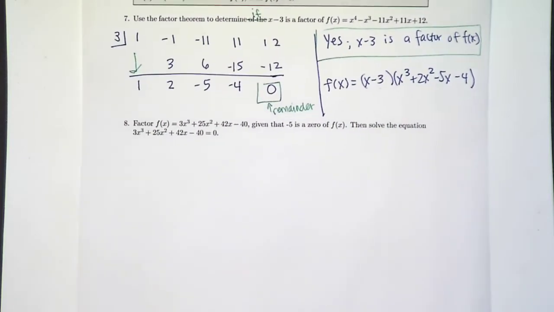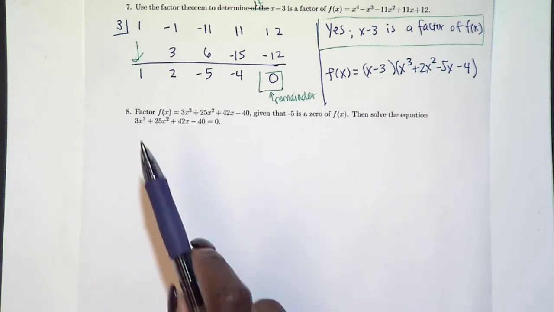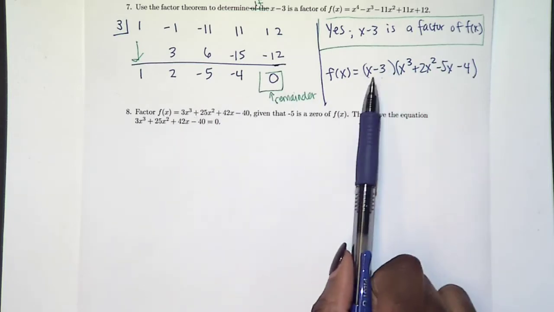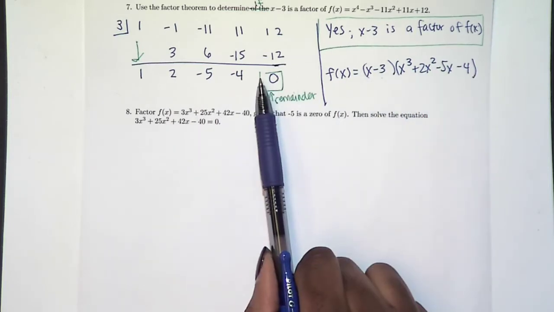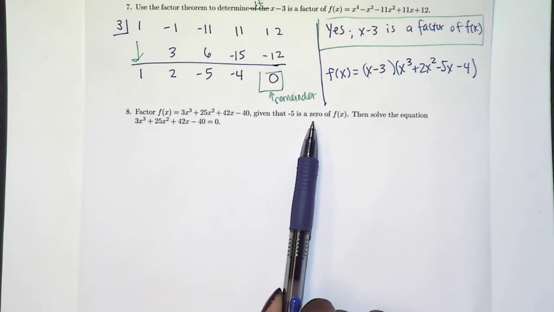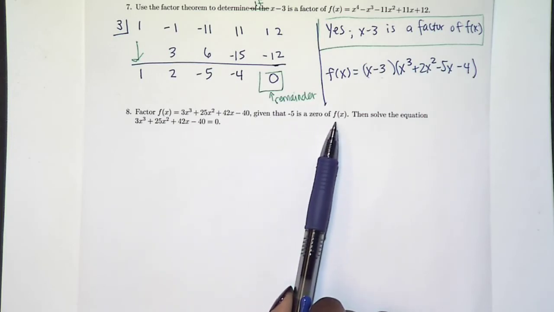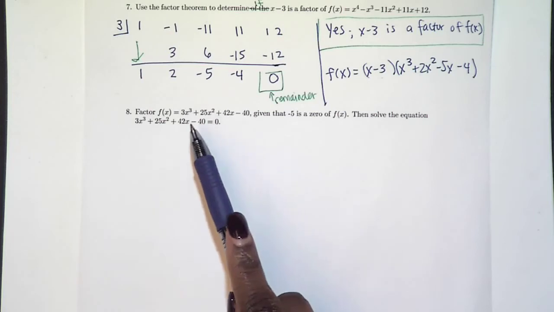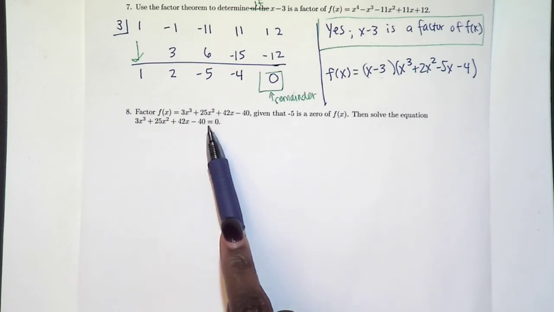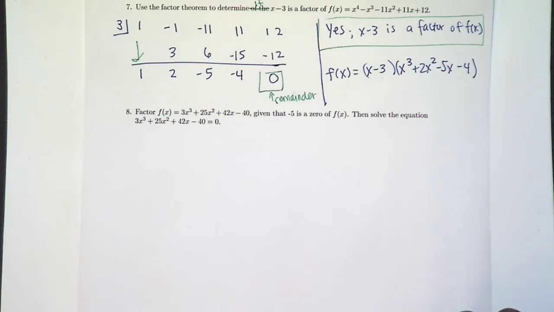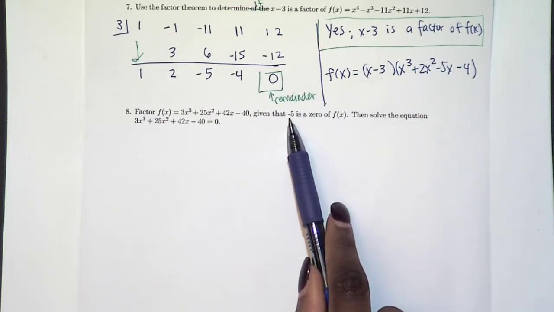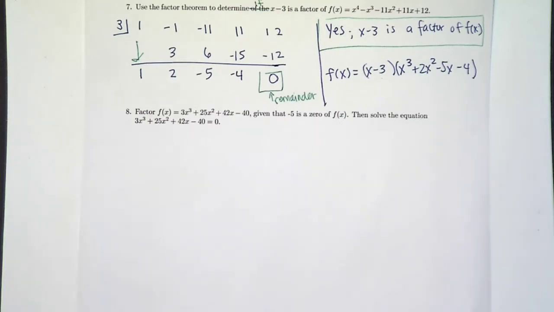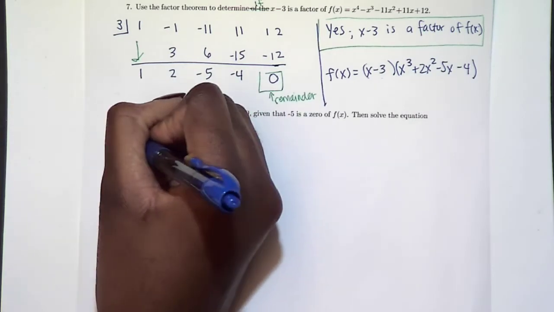Alright, let's do the last example. It says factor this function. We already know how to factor using synthetic division, given that -5 is a 0 of our function. Then we're going to solve the equation of our function equals 0, which is difficult to solve because we don't know how to factor this. But we're given that -5 is a 0, so let's use synthetic division and then we can factor it on our own. So we're going to put our -5 in our box.